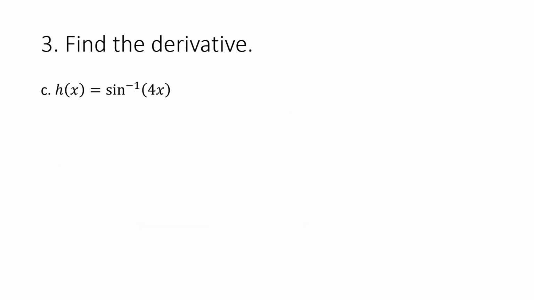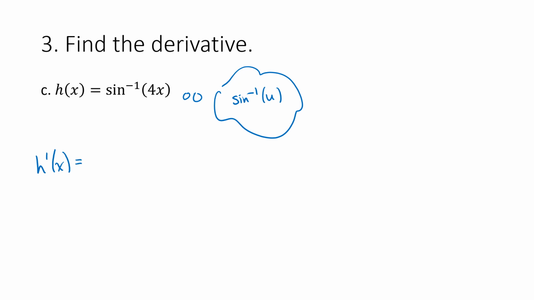All right, another chain rule here. So we think of inverse sine of 4x. We want to think of that as the inverse sine of u. And we know that the derivative of the inverse sine of u is going to be 1 divided by the square root of 1 minus u squared. So that's 4x squared. And then multiplied by the derivative of 4x, which is 4.